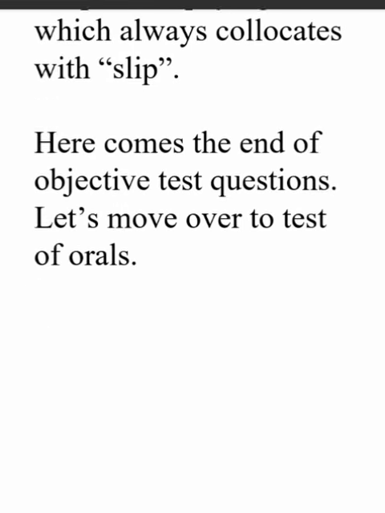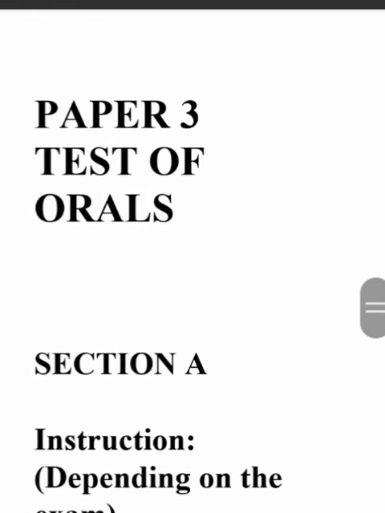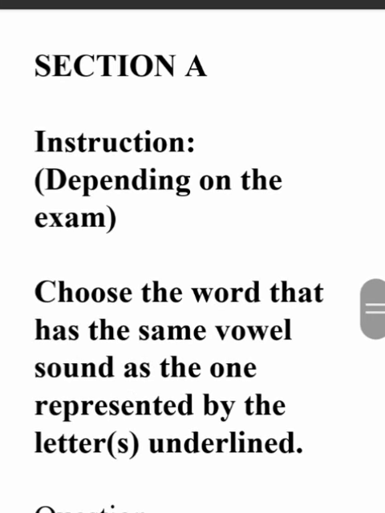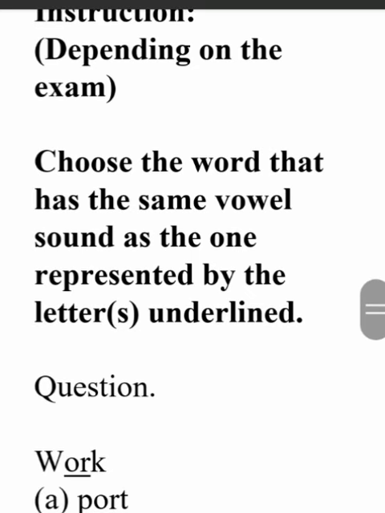Let's move over to test of orals. Paper 3. Test of orals. Section A. Instruction, depending on the exam. From the options lettered A to D, choose the word that has the same vowel sound as the one represented by the letters underlined. Question.